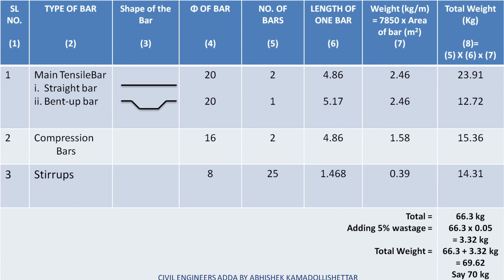The diameter of bar, straight bar is 20. So there are two numbers of bars. Length of one bar that have been calculated 4.86 meter, directly I have written here. So weight, that is 7850 into area of bar. So how you will calculate the area of bar? Area of bar, so bar is in the form of circular shape, so pi by 4 into d square.